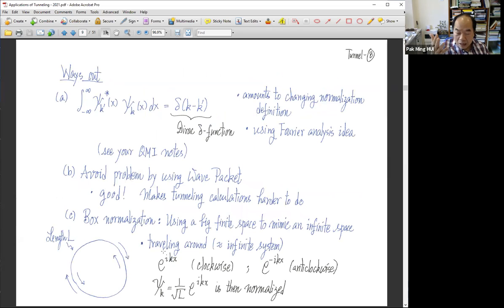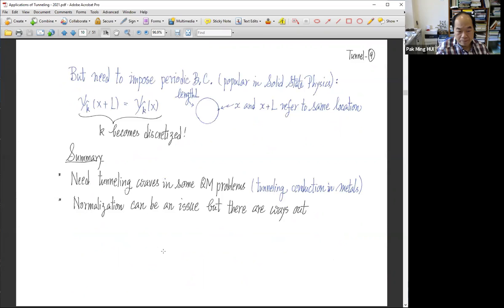When you have something traveling, actually there's a rather basic issue about normalization. I will not go through all this technically in detail, okay? You might have known one or two of this.